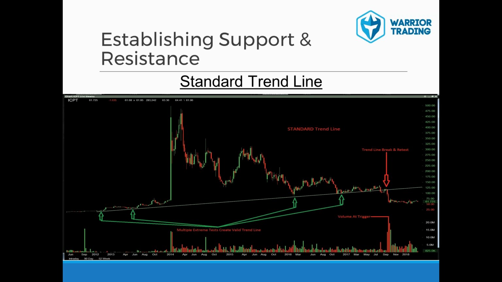Remember, standard trend lines do not cut through price action. It's either ascending support or descending support, or ascending resistance, descending resistance. So as you can see here, you have a standard trend line in the form of ascending support. This is ICPT on a very long time frame, right? We can see all the way back to 2013.